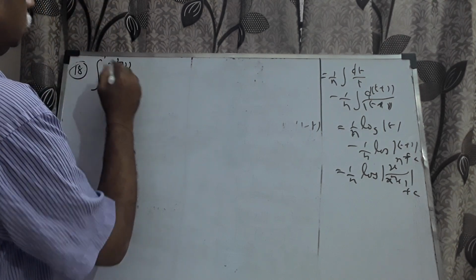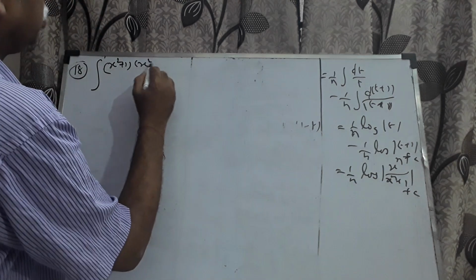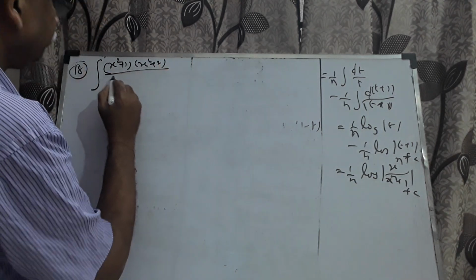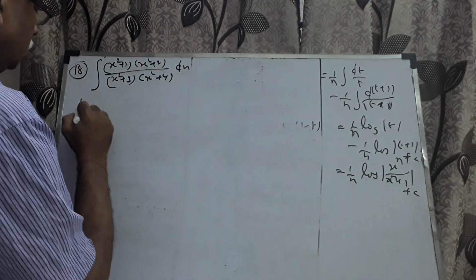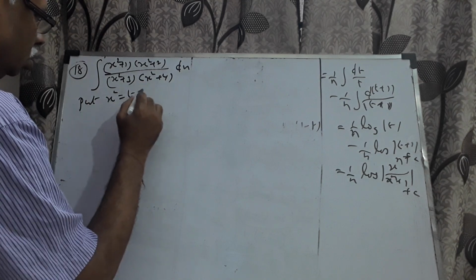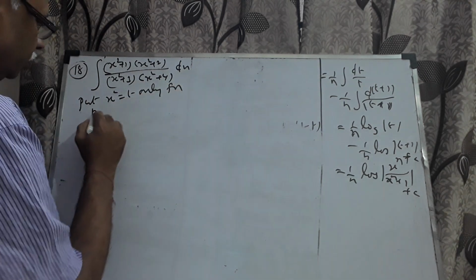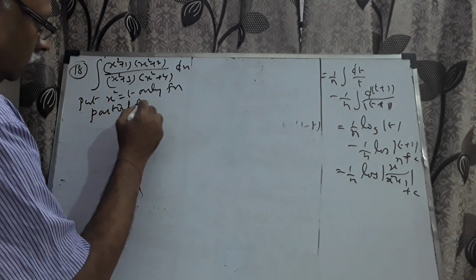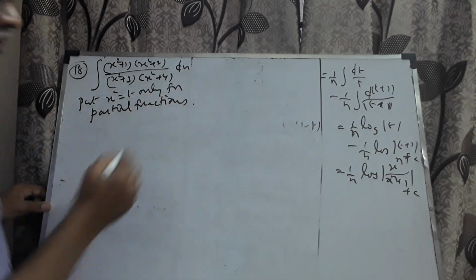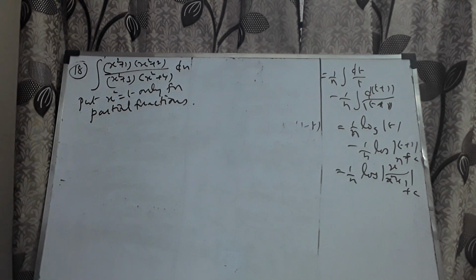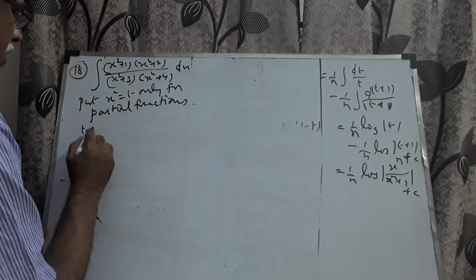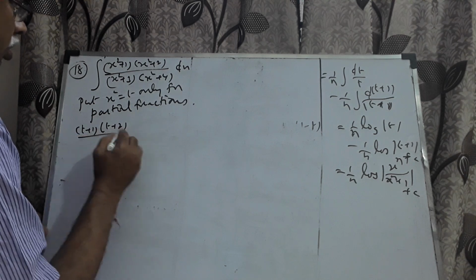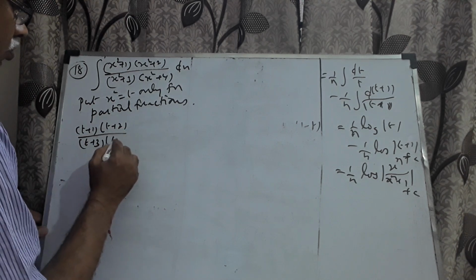(x square plus 1)(x square plus 2) divided by (x square plus 3)(x square plus 4) dx. Put x square equal to t only for partial fractions. The real meaning of "only for partial fractions" is that after the application of partial fractions, integration has to be done with respect to x. Practically speaking, this becomes (t plus 1)(t plus 2) divided by (t plus 3)(t plus 4).